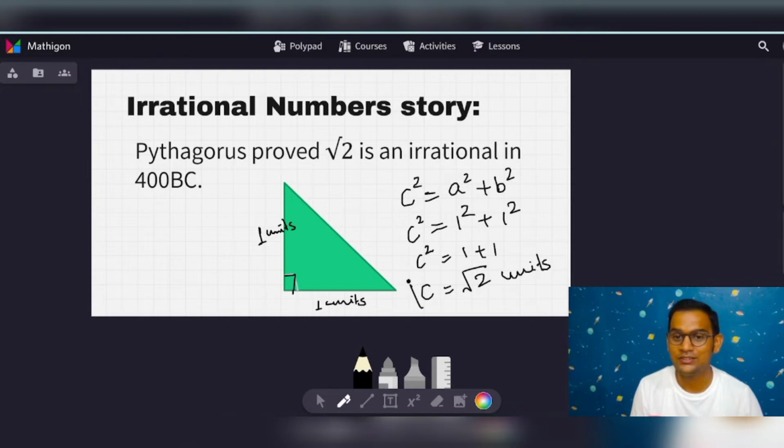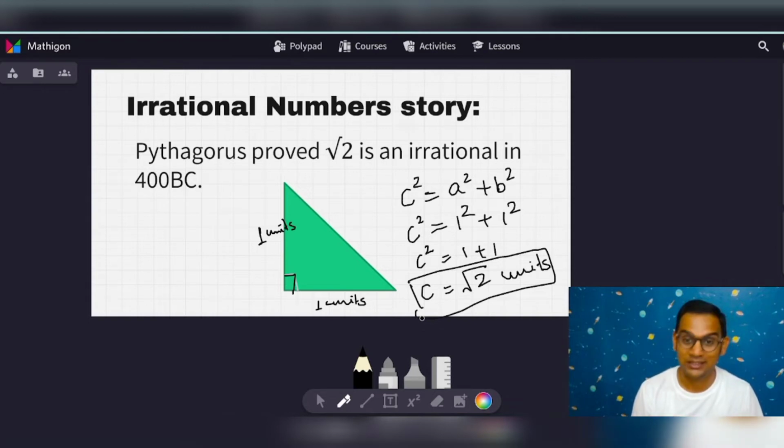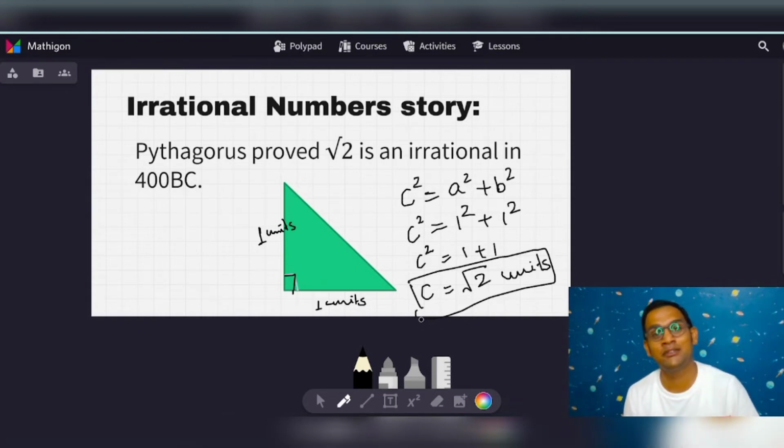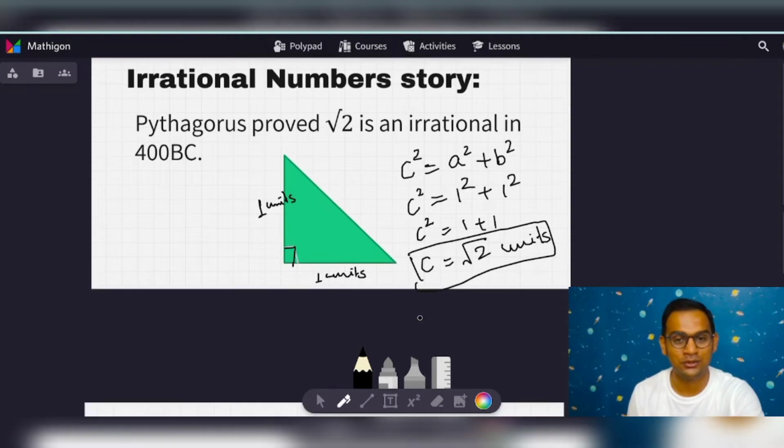Since this number could not be represented on the number line, mathematicians started to think, and Pythagoras said that this is such a number which cannot be measured by any kind of instrument, because its decimal expansion never ends, and it cannot be represented in p by q form. And that's how we started to get irrational numbers.